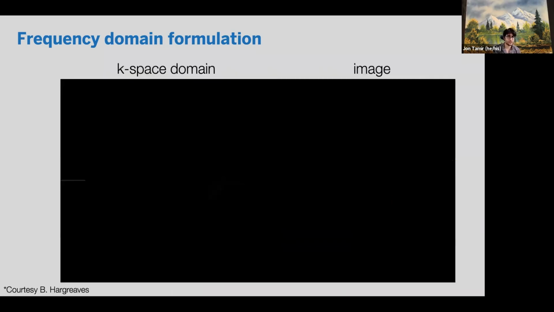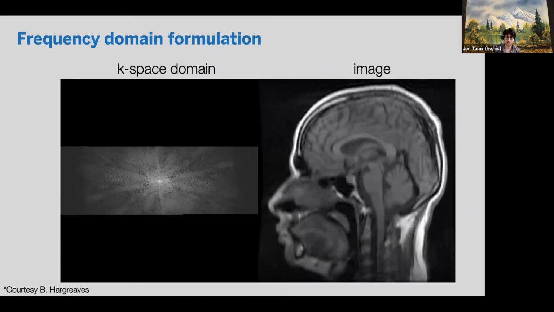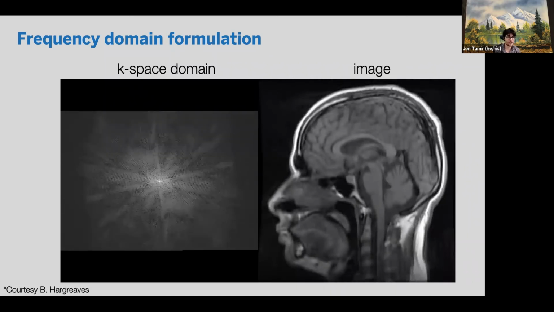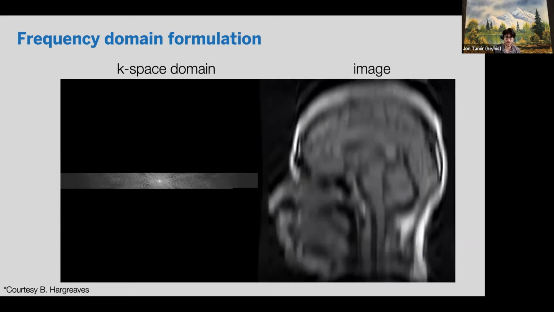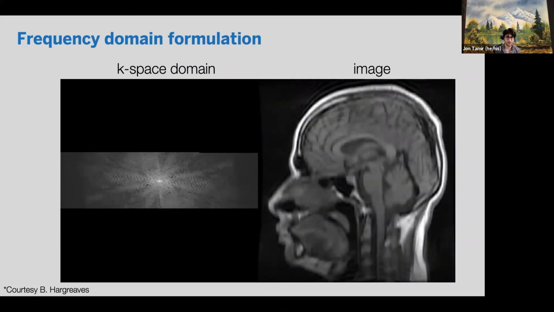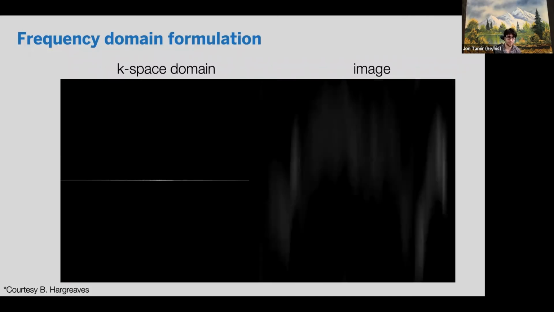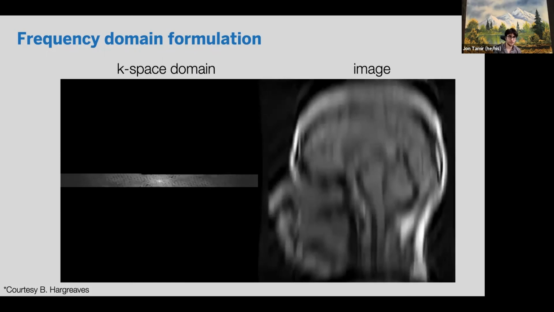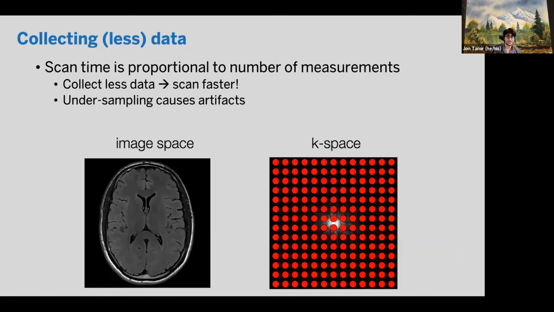And as we collect the frequency samples, we fill in K-space, which gives us more information about the image. And every sample gives us some global information. And as we fill it up, we get higher and higher resolution, and we get a high diagnostic quality image. Now, the problem with this, if we want to collect data, is that it takes time.